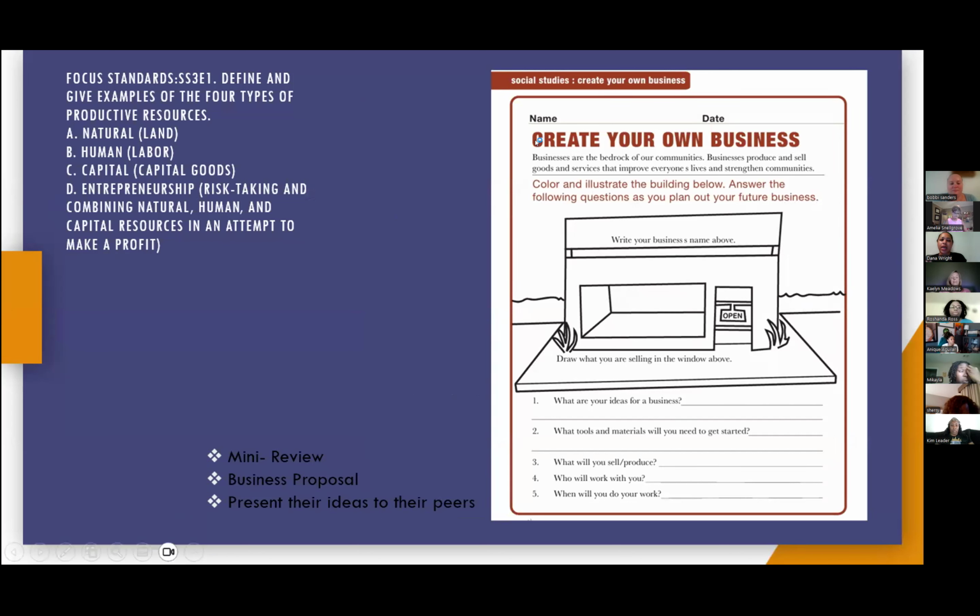So basically, we did a whole review that whole week on entrepreneurship. And then the last 2 days of that week, I gave them this worksheet that you see on the slideshow. So it gave them an opportunity to create their own business, name their business. They can design it the way they want to, as you can see on the building. And they would have to answer the following questions on here.